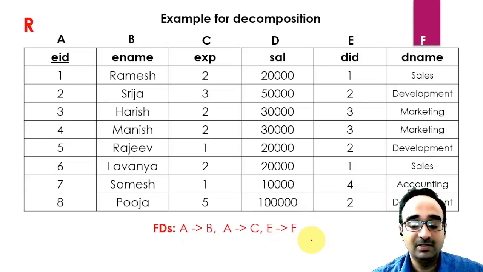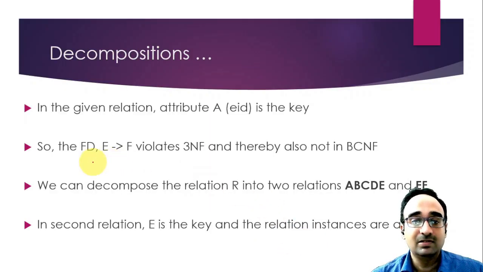Okay, so you can see the FD E to F violates third normal form, just like we explained, and also because it is not in third normal form, it is also not in Boyce-Codd normal form. Now, since this table and the given FDs violate third normal form, we will decompose the table. So we are decomposing the given table R into two tables.